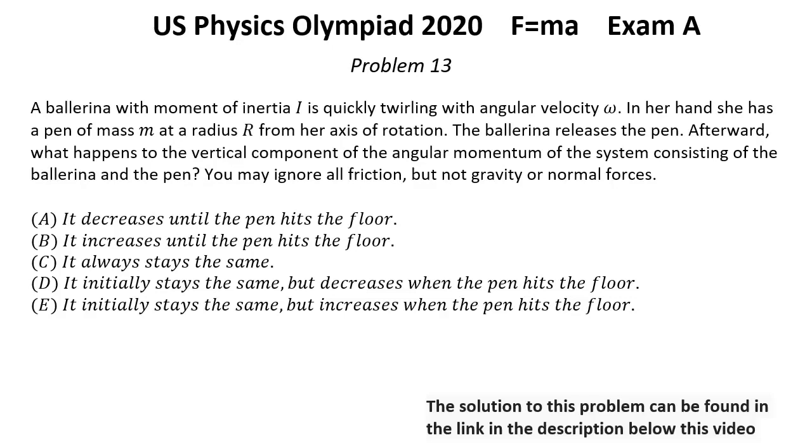Problem number 13. A ballerina with a moment of inertia I is quickly twirling with angular velocity omega. In her hand she has a pen of mass m at a radius r from her axis of rotation. The ballerina releases the pen. Afterward, what happened to the vertical component of the angular momentum of the system consisting of the ballerina and the pen? You may ignore all friction, but not gravity or normal forces.